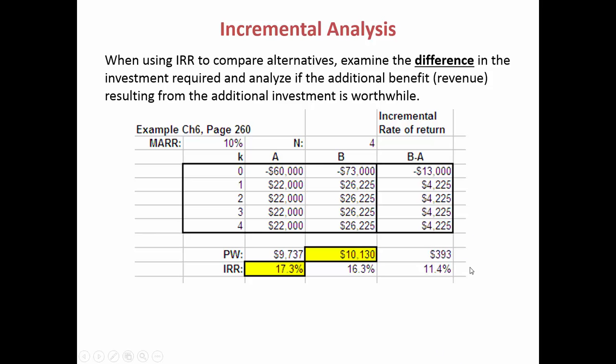Now, the incremental rate of return shows that the difference in cost between B and A is an extra $13,000 that we have to pay, but we receive an extra $4,000 each year. And so, what do you think this 11.4% means? What's the interpretation of that?